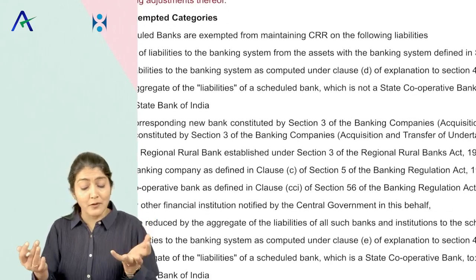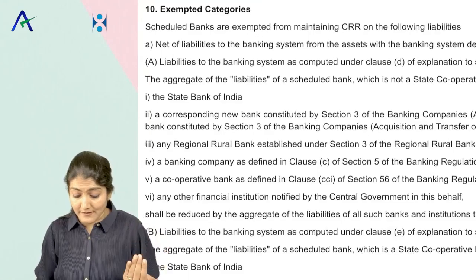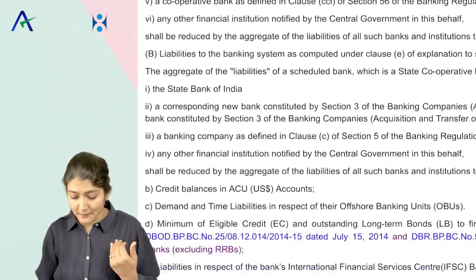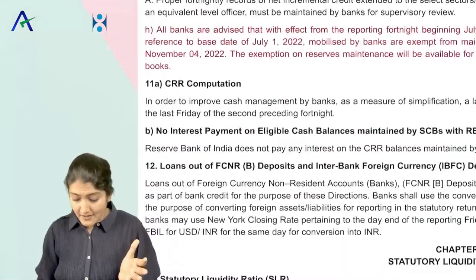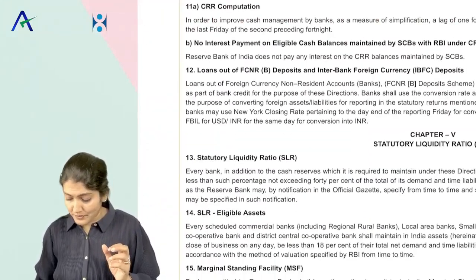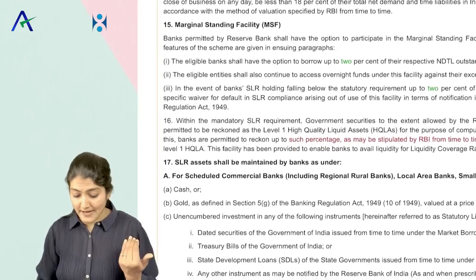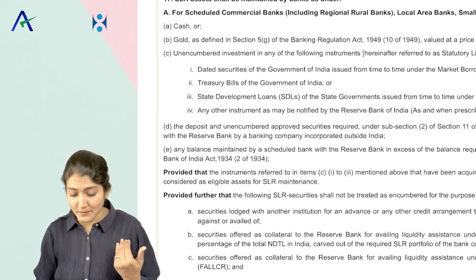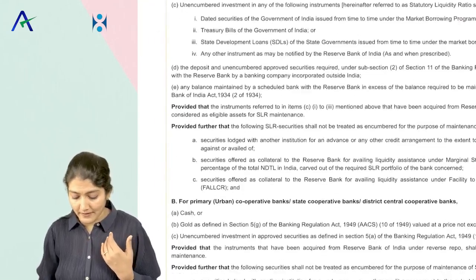Then they also talk about the exempted category. Net liabilities to the banking system, then the aggregate of liabilities. So that is the excluded, the exempted categories. Then after that, the CRR computation, then the SLR. So eligible assets, then the marginal standing facility. SLR assets shall be maintained by the bank as under: cash, gold, or unencumbered investments.